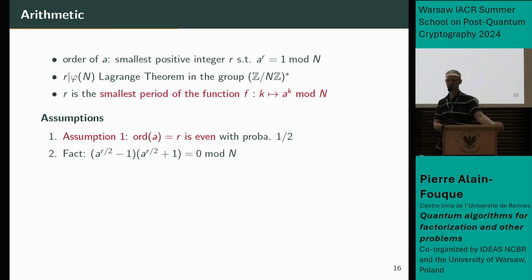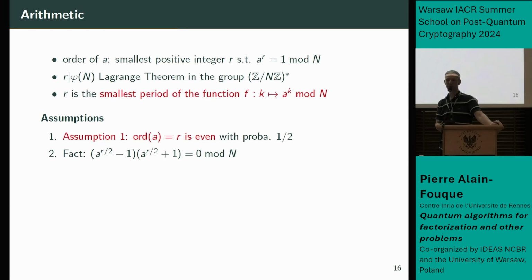So the first assumption that we will make during this talk is that the order of a is an even number. Okay? But it's not a very hard assumption. In fact, it happens with high probability. With probability 1/2 it is the case. So from now on, we assume that this is the case.